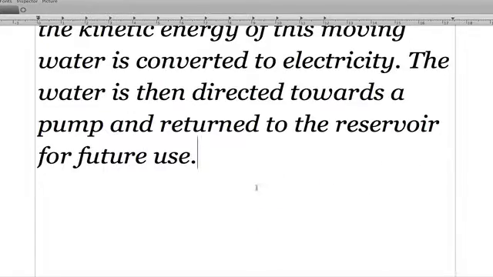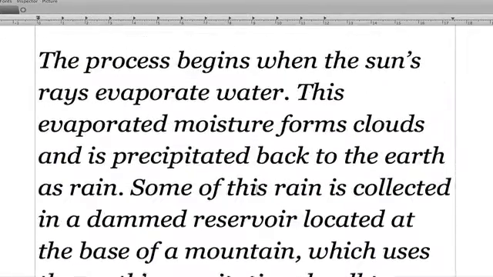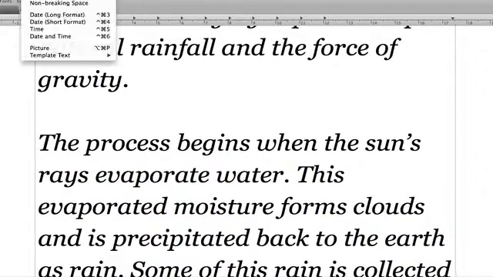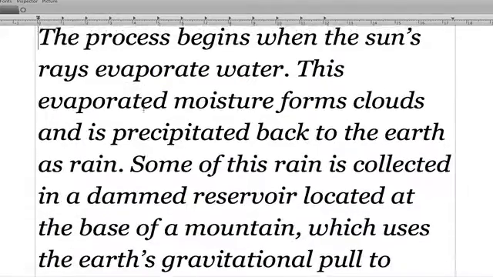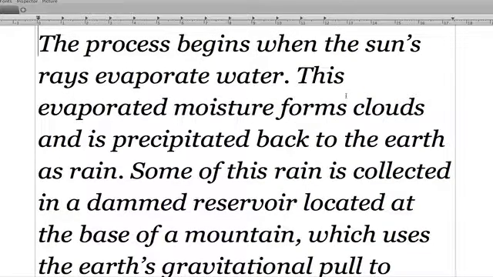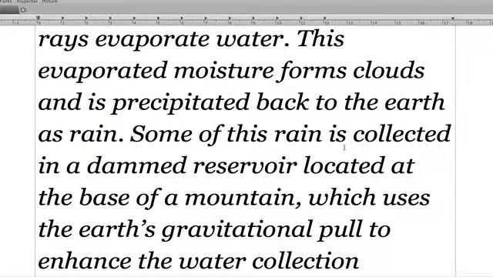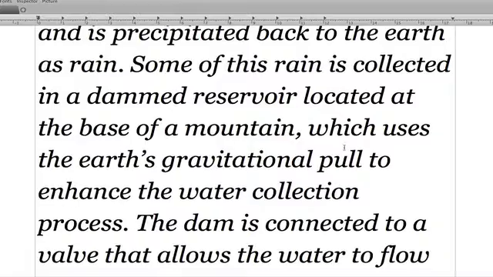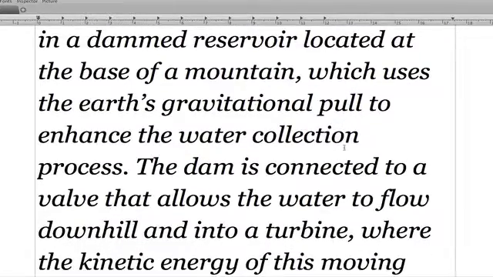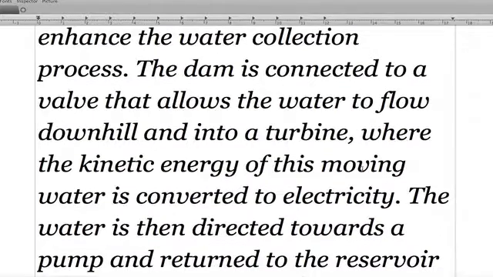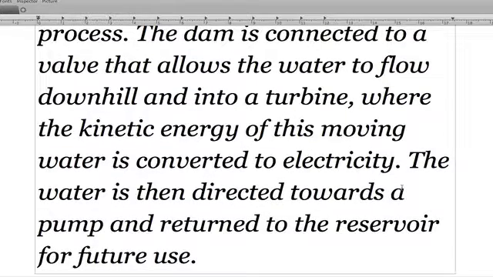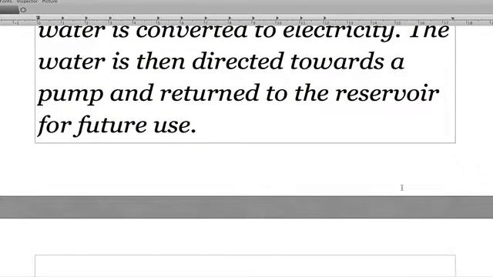Okay, so let's just take a quick look at that paragraph, make sure we've described everything properly, and I'll stick in a page break so we can see it all on one page. So the process begins when the sun's rays evaporate water. This evaporated moisture forms clouds and is precipitated back to the earth as rain. Some of this rain is collected in a dammed reservoir located at the base of a mountain, which uses the earth's gravitational pull to enhance the water collection process. The dam is connected to a valve that allows the water to flow downhill and into a turbine, where the kinetic energy of this moving water is converted to electricity. The water is then directed towards a pump and returned to the reservoir for future use.